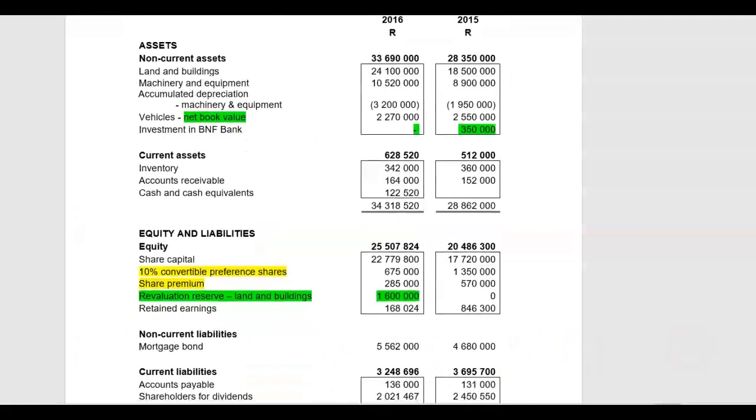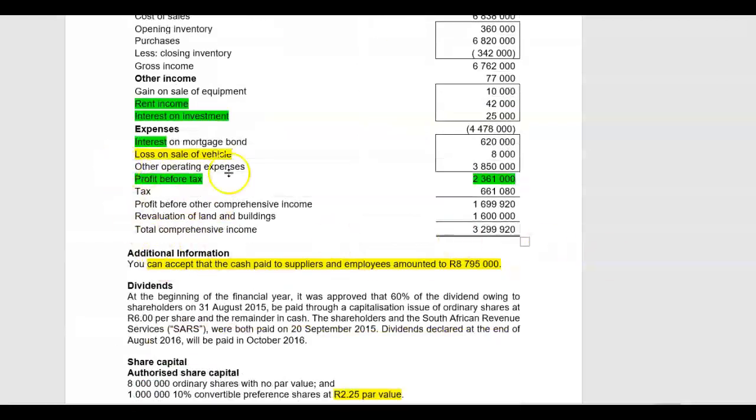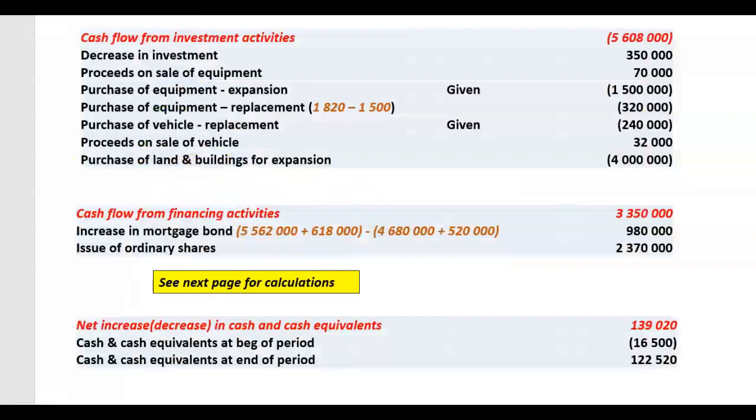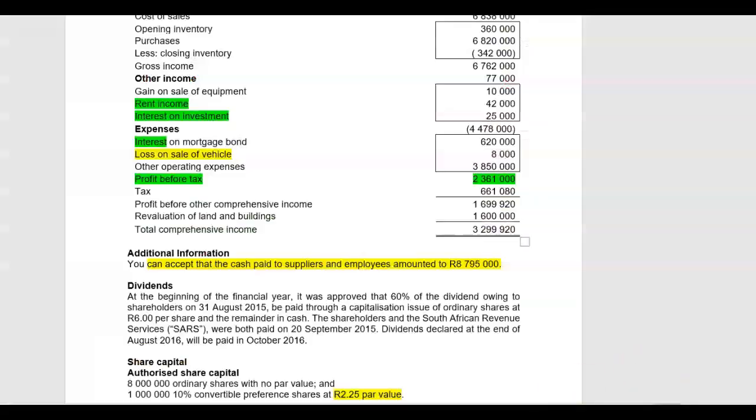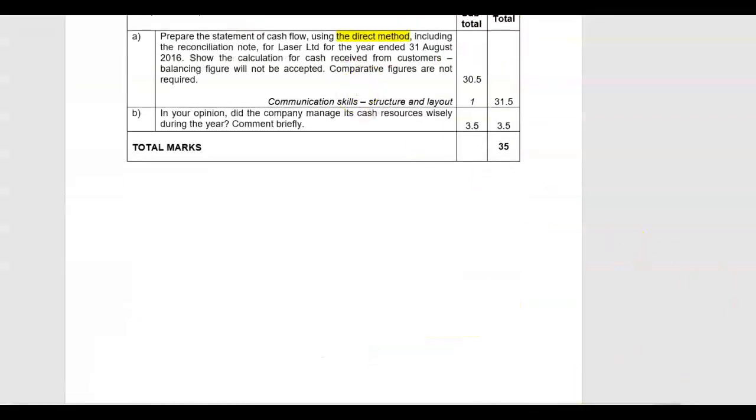So let's then do the reconciliation note. The reconciliation note will start with profit before tax, 2,361,000. Then we're going to adjust it, number 1, for non-cash flow items. Now, in our PPE accounts, we have quite a number of them. Let's have a look. We have here loss on the sale of a vehicle of 8,000, non-cash flow. In our vehicles account, which we haven't completed as yet, let's just quickly go to vehicles. We haven't done everything about vehicles.